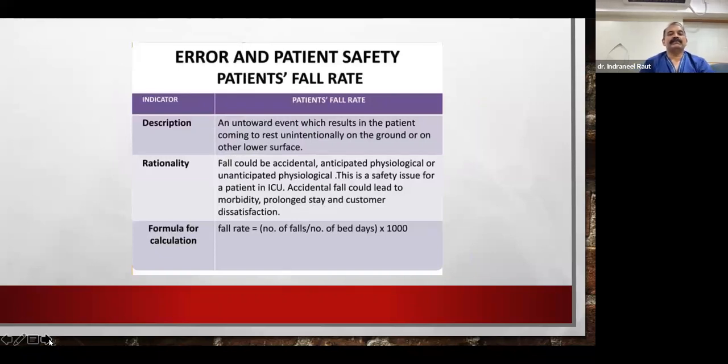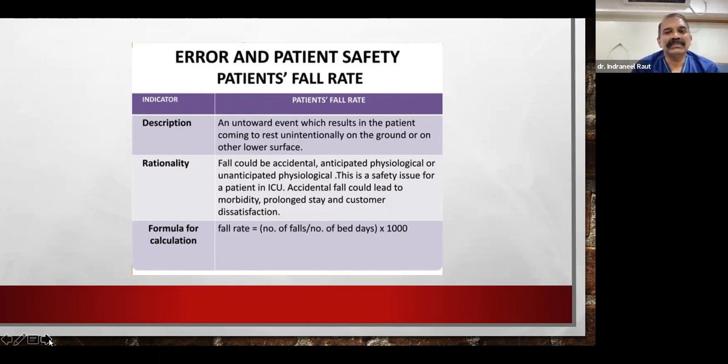Error and patient safety profile. Patient safety is an important component in all hospitals. And even when the NABH assessors come, I've seen that they're more hell-bent on patient safety and other things.